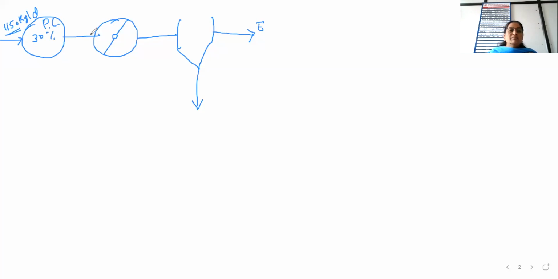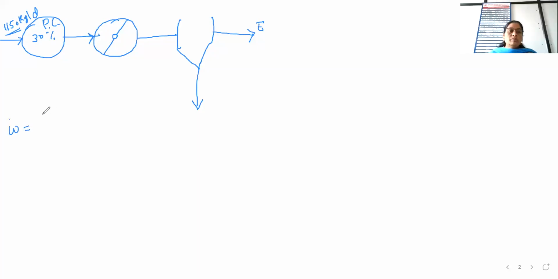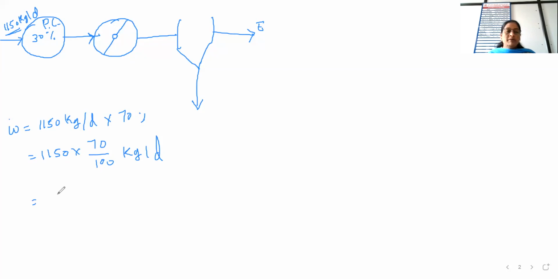Okay, and then the remaining is going to be applied to the trickling filter. So how much will that be? And whatever the BOD applied, we usually give the notation W. Okay, so W is going to be 70% of total. So what is the total? 1150 kg per day into 70%. Or I will write it in this form: 1150 into 70 upon 100 kg per day. So how much is going to be applied in total in kg per day? Calculate it and let me know.